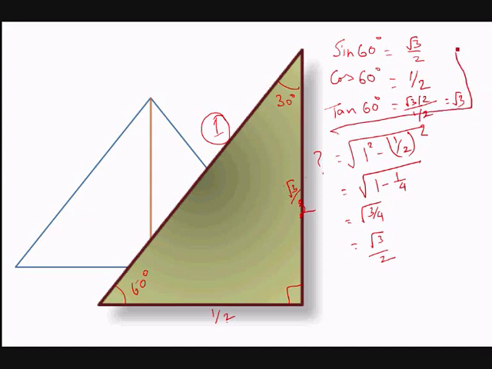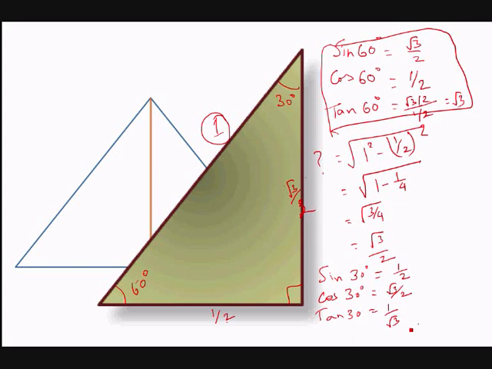Therefore we have all the three trigonometric ratios for 60 degrees. Let's do it for 30 degrees. What is sine 30 with this triangle? Sine 30 is opposite side over hypotenuse. Hypotenuse is 1, therefore sine 30 is the opposite side, which is half. Cos 30 will be adjacent side, which is root 3 over 2, and hence tan 30 will be sine over cos, which is 1 over root 3. Therefore these are the trigonometric ratios of 30 degrees.